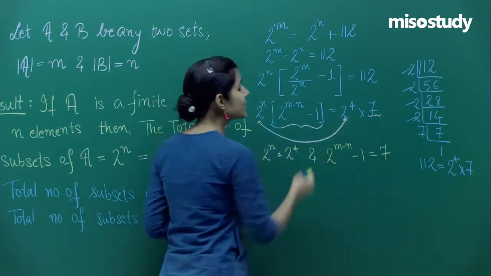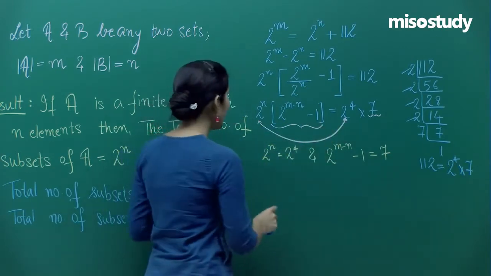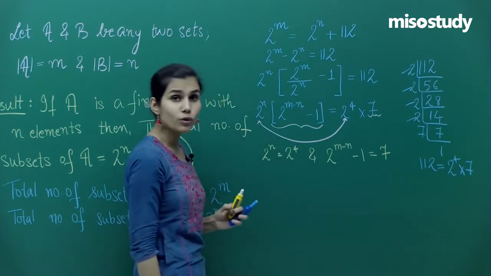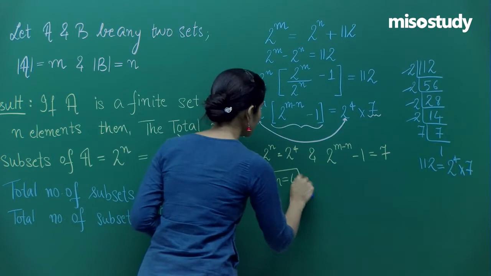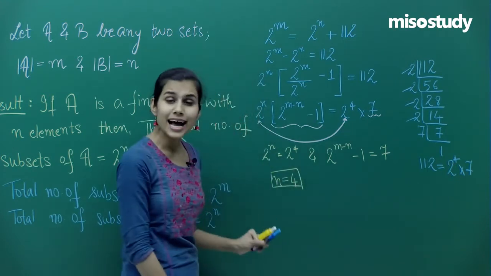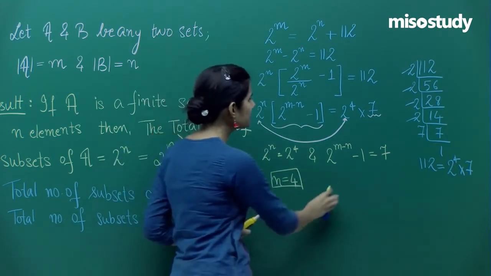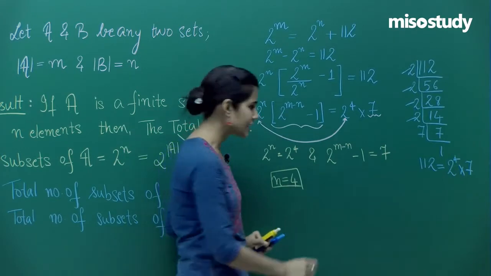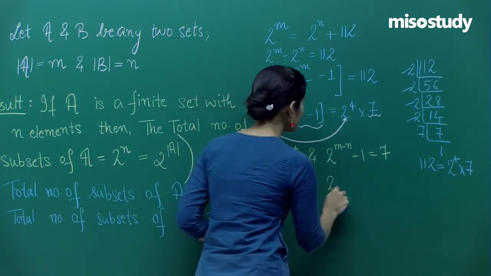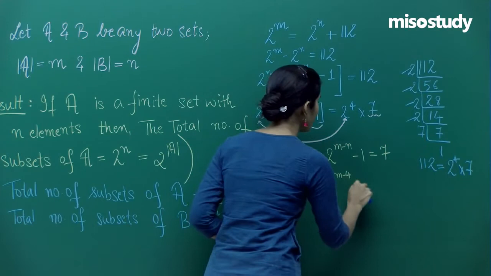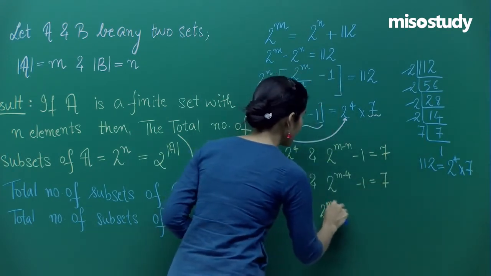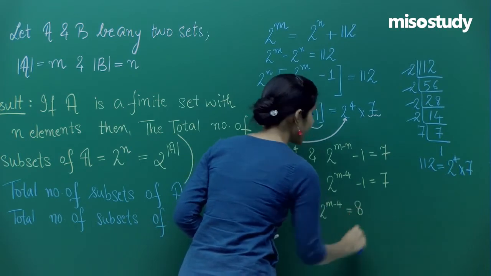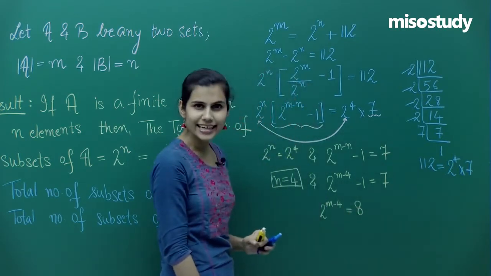Only then can this expression occur. Now, if 2 to the power n is equal to 2 to the power 4, my n comes out to be 4. Once I have obtained n, just substitute the value of n in the next expression, which is 2 to the power m minus 4 minus 1 is 7, which means 2 to the power m minus 4 is 8. But you know what 8 is?